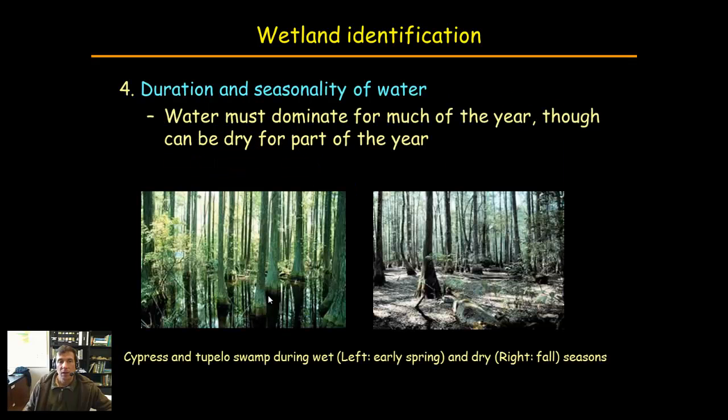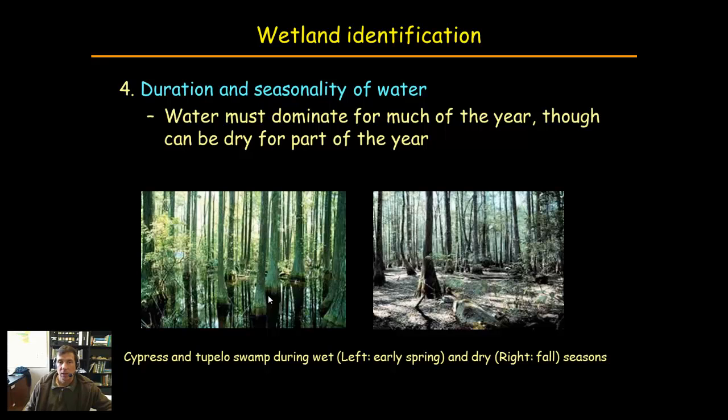Okay, so those are three of the characteristics. A fourth, or final, characteristic has to do with the duration and seasonality of water. Now, water does not have to be present all year long in order to define a wetland.